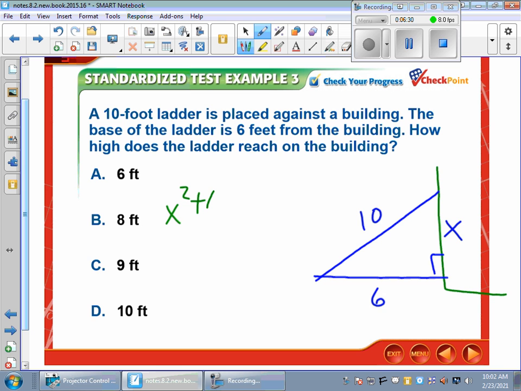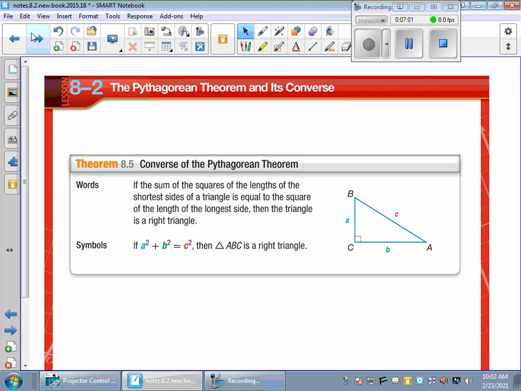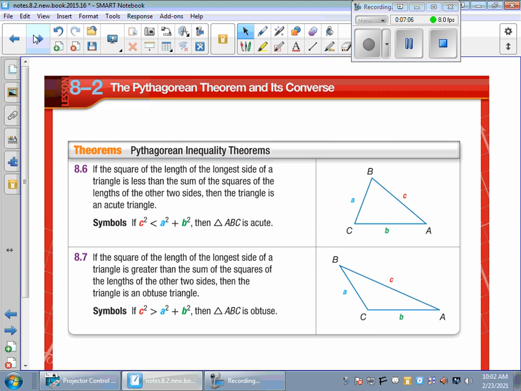So you have to be able to set up a problem and use it along the way. x squared plus 6 squared equals 10 squared. x squared plus 36 equals 100. Subtract over. We get that x squared is 64. You square root both sides, and you find that x is 8. And in this case, we want the units with that, so that would be B, feet. Just again, the converse. So if you set this up, then you know that it is a right triangle if you're able to get that to work.